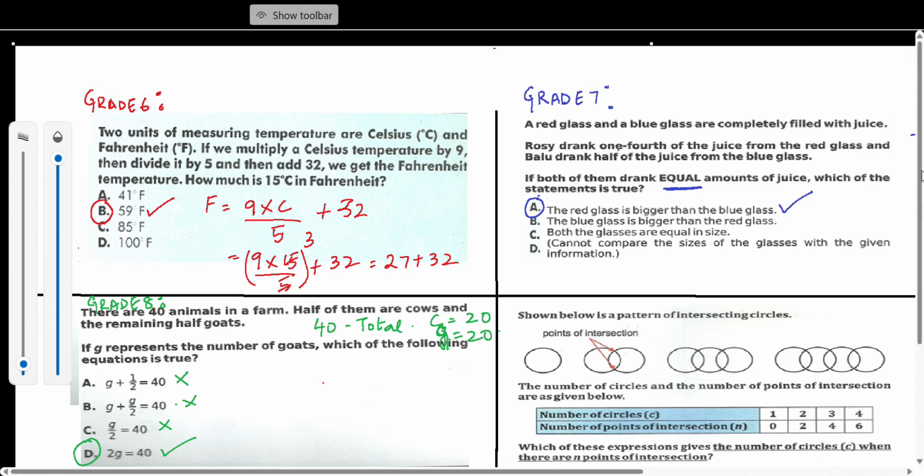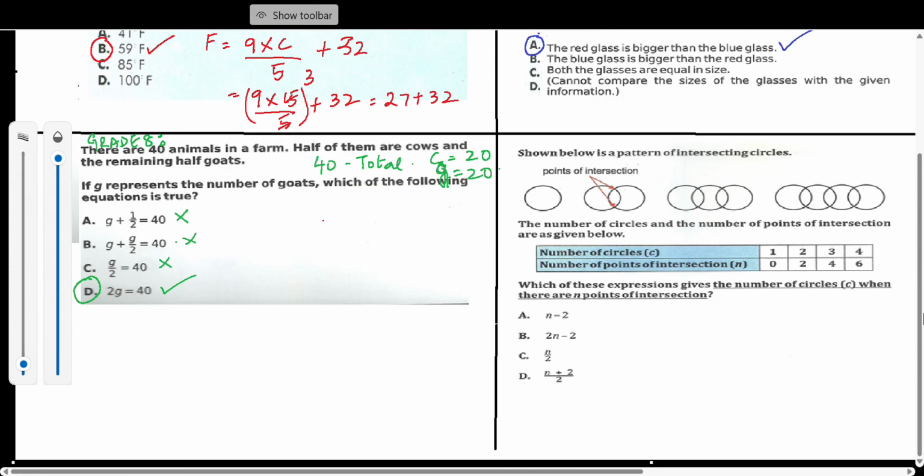Now coming to the last question here on the bottom right, a grade 9 question. From sequences and series, you have a pattern of intersecting circles. First, you have a single circle, obviously no intersection. When two circles intersect, you're getting 2 points of intersection. When 3 circles intersect, you're getting 4 points. When 4 circles, we are getting 6 points and so on.